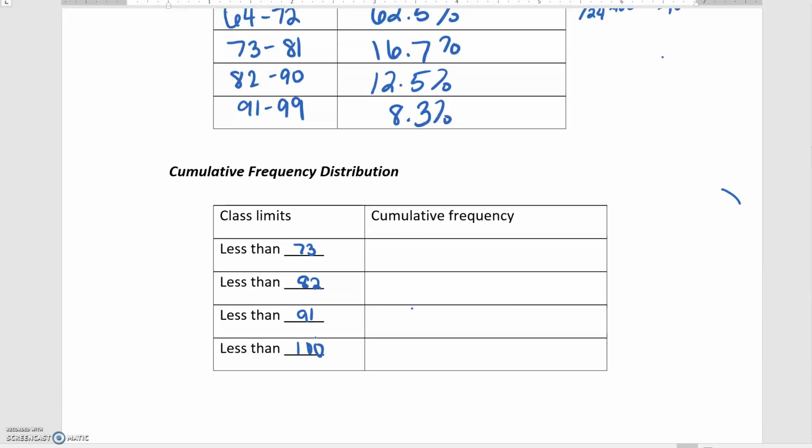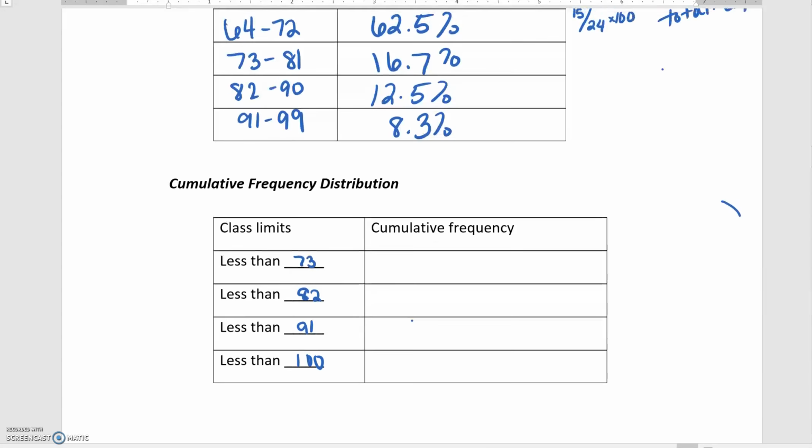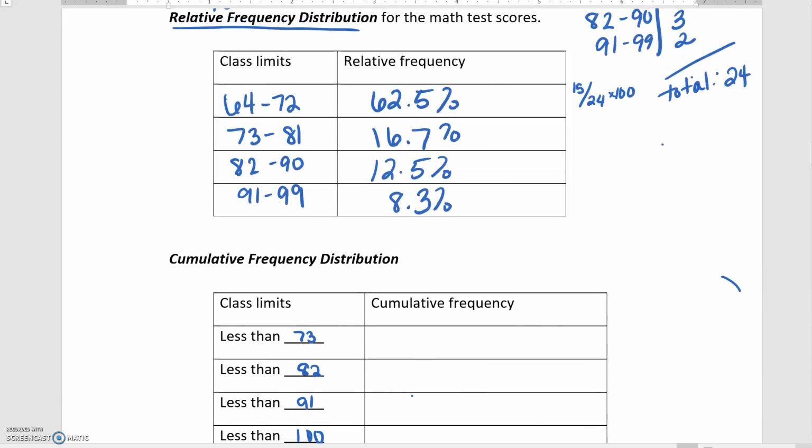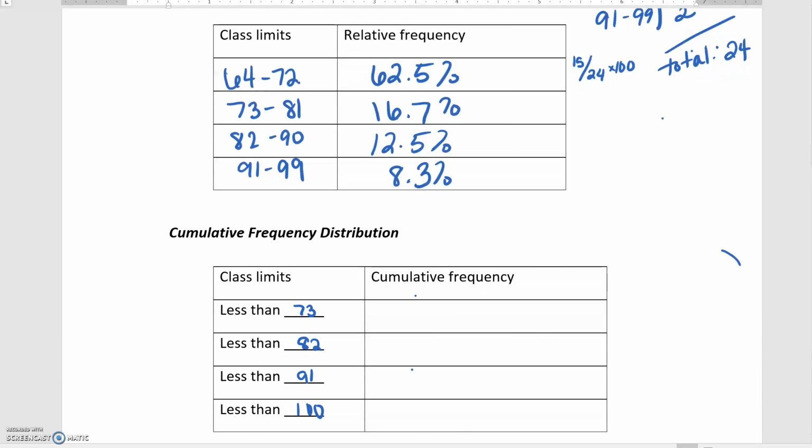Okay, so here you're counting how many in your data set are less than 73. Well, from our table from above, that would just be all of them that were in the first category. Any of them between 64 and 72 would be less than 73, so that would be 15. Now less than 82 would be the ones in the first two categories, so that would be our 15 plus our 4, which was 19.